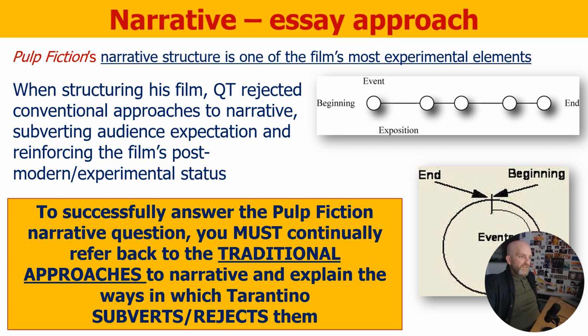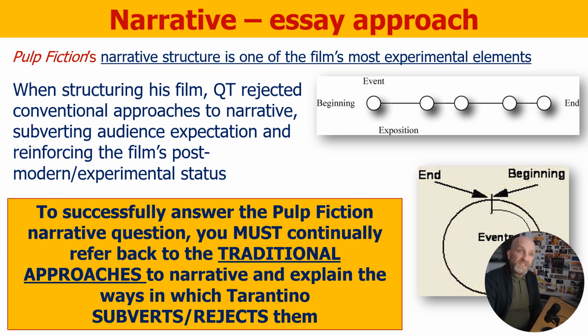Okay, so when structuring his film, Tarantino rejected conventional approaches to narrative, subverting audience expectation and reinforcing the film's postmodern or experimental status. I'll just stress, I don't really refer to Tarantino as QT in the real world, but for brevity, QT refers to Quentin Tarantino in this PowerPoint. So to answer the question, you have to continually refer back to traditional approaches to narrative and explain the ways in which Tarantino subverts or rejects them.